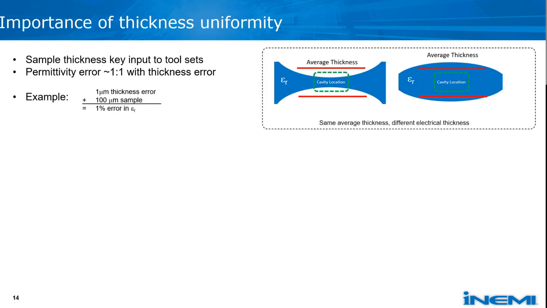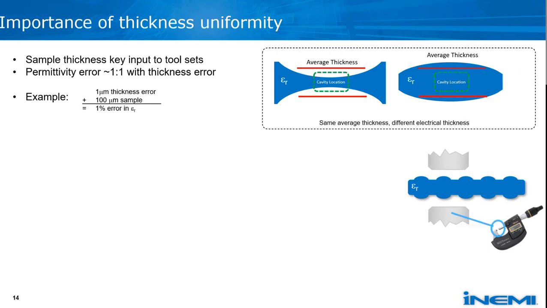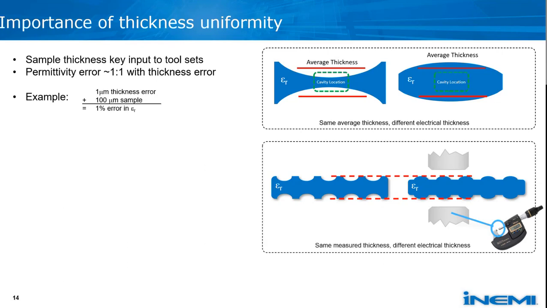And so you end up with these cases where, if the sample isn't very uniform, average thickness doesn't do you very much good. There's also the case where you have a sample that perhaps has some surface topology and you take a measurement of this with, say, a micrometer, where you're going to measure the peak-to-peak thickness of the sample. You can end up with samples that have different types of surface features that would give you the same micrometer reading and yet would again have a completely different electrical effective thickness in the tool sets. And so this becomes a really important thing.